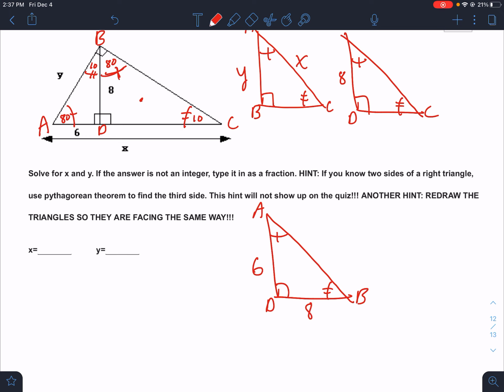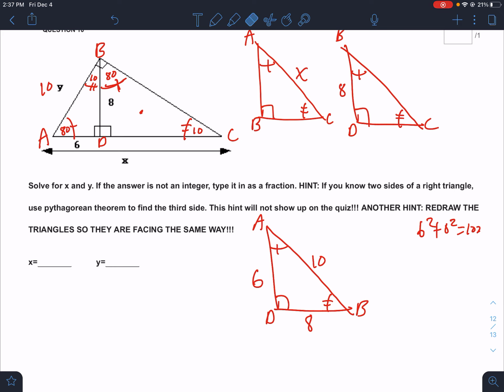Well, Pythagorean theorem, 6 squared plus 8 squared equals 100. This side has to be 10. So that means y has to be 10. So we actually know the y value is 10. So we know AB is going to be 10. Got it.